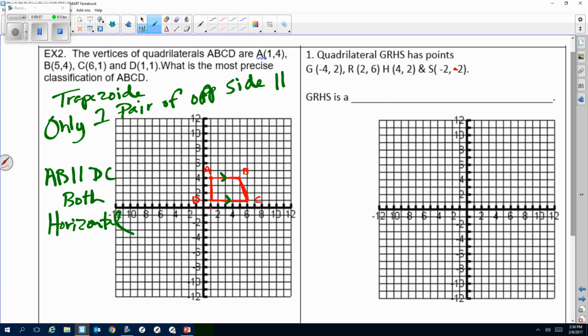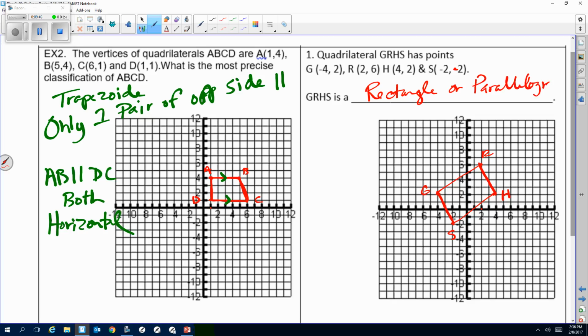So let's go ahead and graph this one. We have -4, +2. We have 2, +6. I'm sorry, that was G. This is my R. And then we have 4, 2. That's my H. And -2, -2. There's my S. So we're going to connect them. G, R, H, S. And come back to G. And we're going to check. Now, looking at it, some might say rectangle. Maybe my graph is just a little off. Or we could say parallelogram.